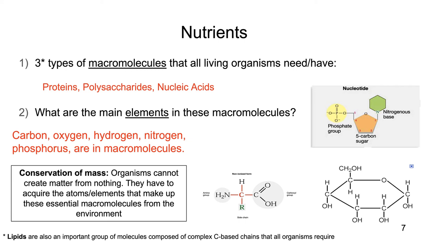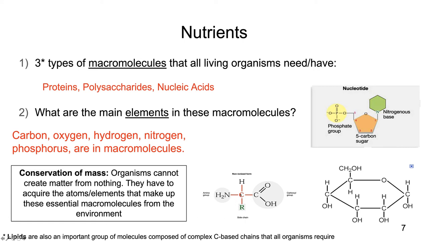And so this is a key point, an important point here, this fundamental idea of the conservation of mass. So the conservation of mass basically says that you can't get mass from nothing. You can't get something from nothing. Organisms cannot create matter from nothing. They cannot create elements from nothing. They have to acquire those atoms and elements that make up these essential macromolecules from the environment, okay?